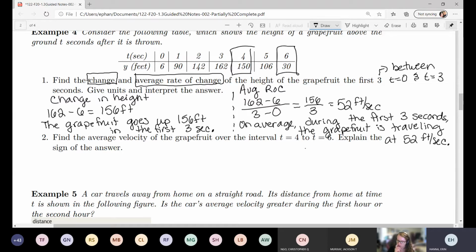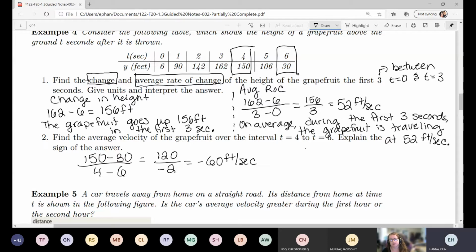But we're looking for the average rate of change between 4 and 6 now. So again, think about it like a slope. So we've got 150 minus 30 over 4 minus 6. So that's going to give us 120 over negative 2, which reduces to negative 60 feet per second.